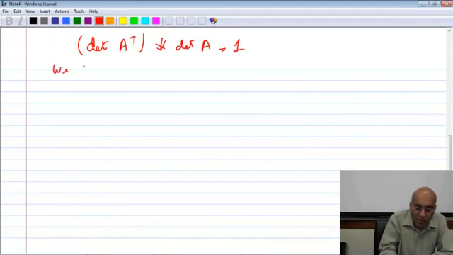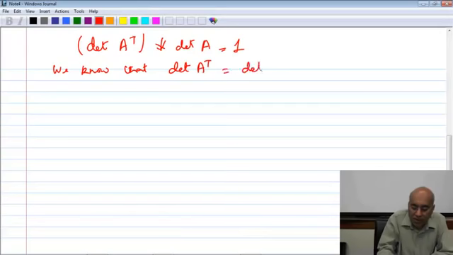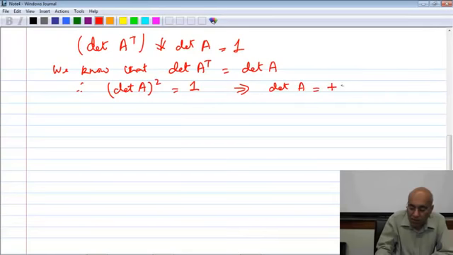Now we know that the determinant of the transposed of a matrix is the same as the determinant of the matrix. So therefore the determinant of A squared is equal to 1. This implies that the determinant of A is equal to plus 1 or the determinant of A is equal to minus 1.